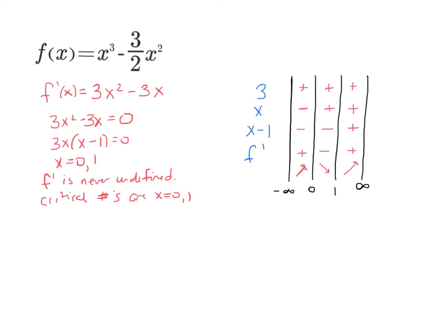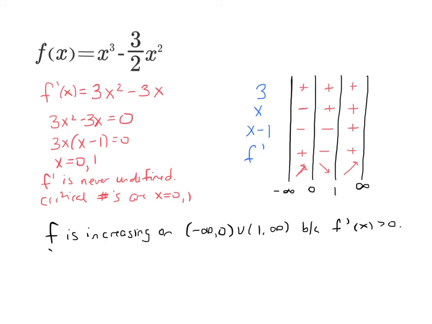Then the very last thing that we need to do is answer the question. We want to know where this function is increasing and decreasing. Well, we can say that f is increasing on negative infinity to 0, and then from 1 to infinity, because our derivative is positive on that interval. F is then decreasing between 0 and 1 because f prime is negative on that interval.